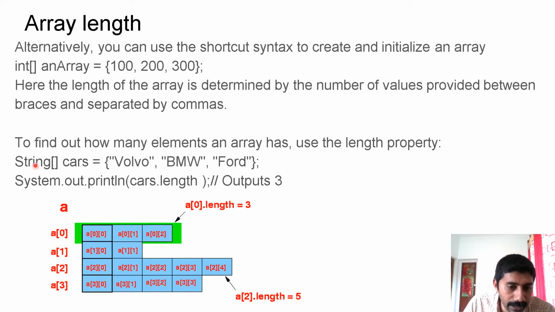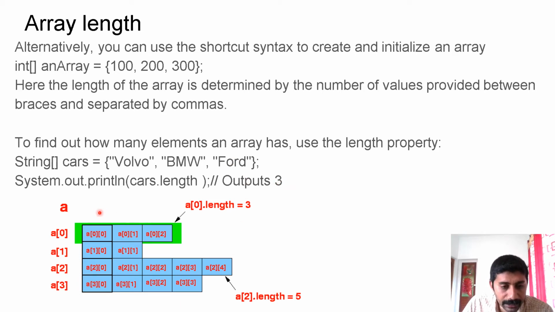Here let us see one example. String cars, this has 3 strings. So if I print cars dot length, it will give output as 3. It is not going to give you the index, it is going to give you the actual number of elements present in that array. So in our case it is 3.